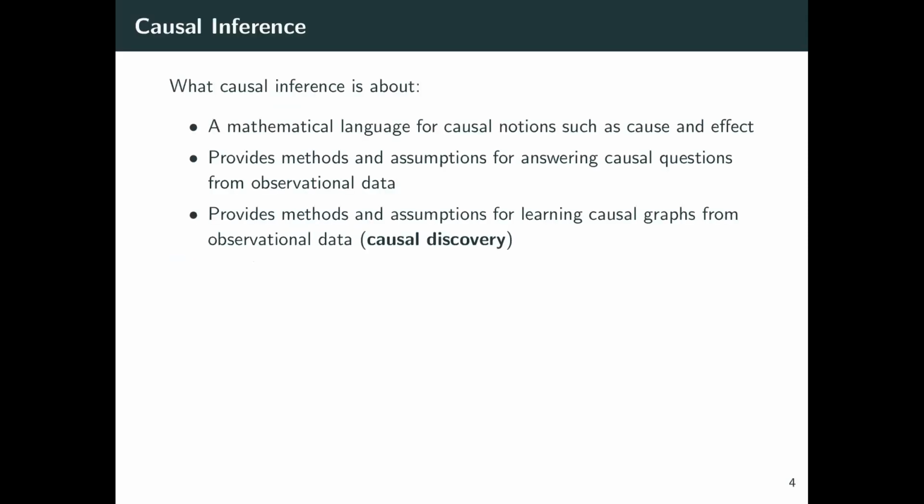Okay, so to put it in short words, causal inference is a mathematical language for causal notions such as cause and effect. That is really the achievement of the people mentioned before, Pearl and so on, to ground causal language in a mathematical language. And it provides methods and assumptions for answering causal questions from observational data. This is what his book mainly is about. And another part is causal discovery, which is about learning causal graphs from data.